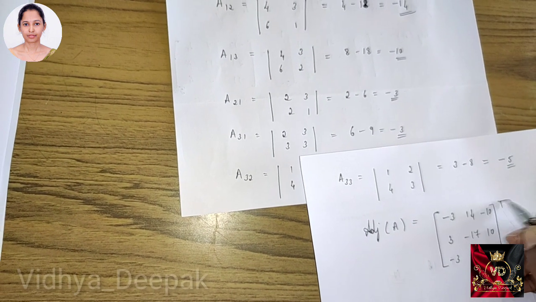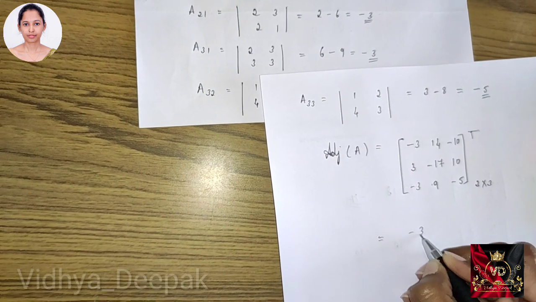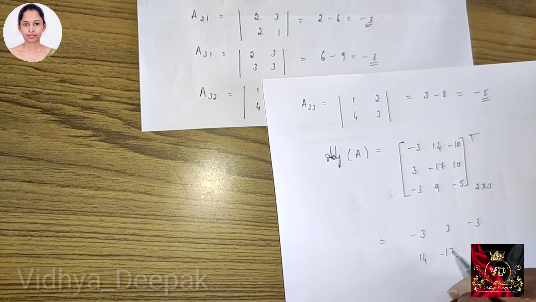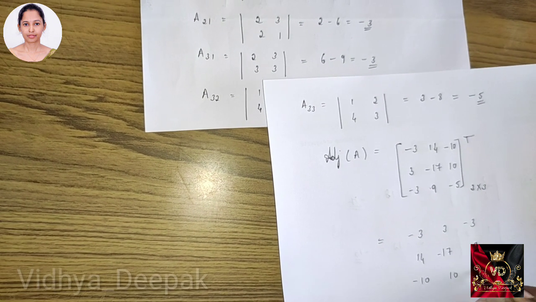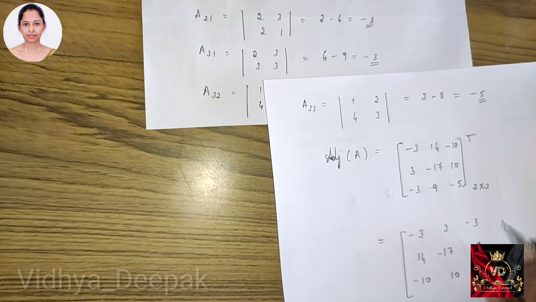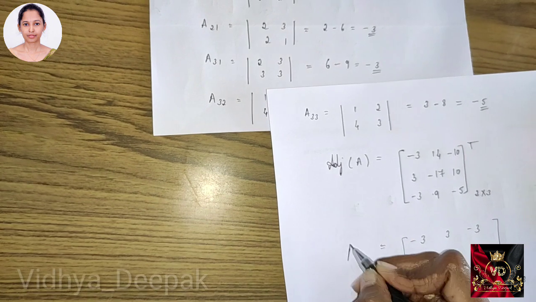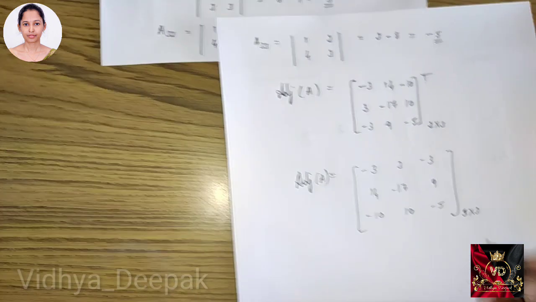Now we have to take the transpose of this one. So when we take the transpose of this, what do we get? Minus 3, 3 and minus 3, 14, minus 17 and 9, minus 10, 10 and minus 5. So 3 cross 3 matrix, this is nothing but the adjoint of the given matrix A, right?